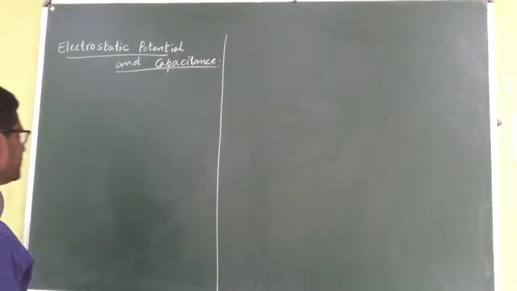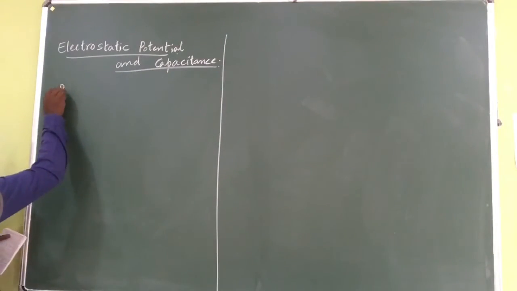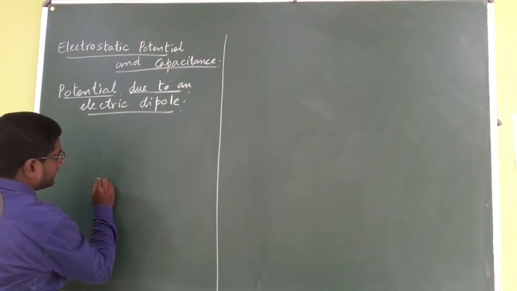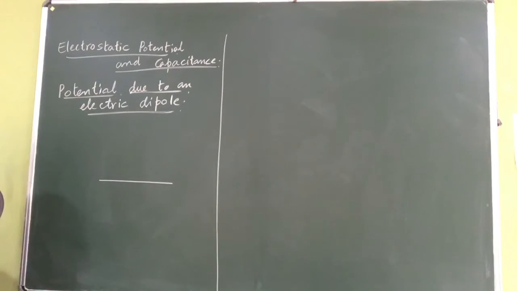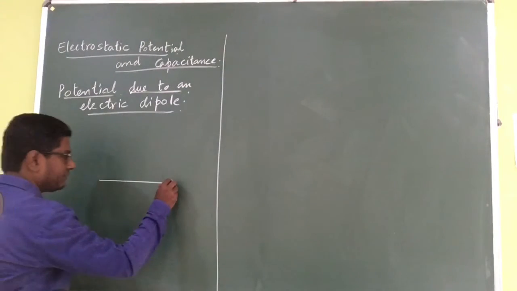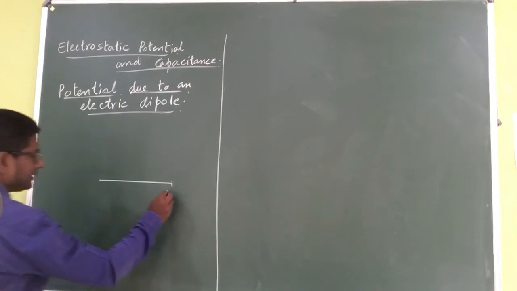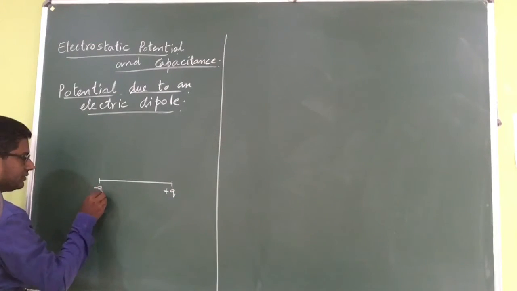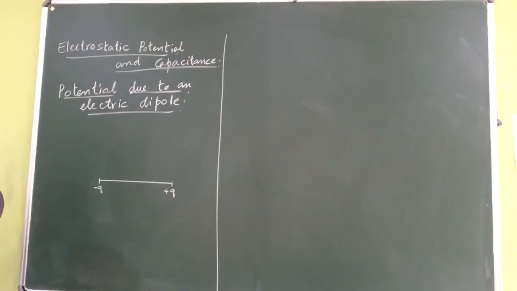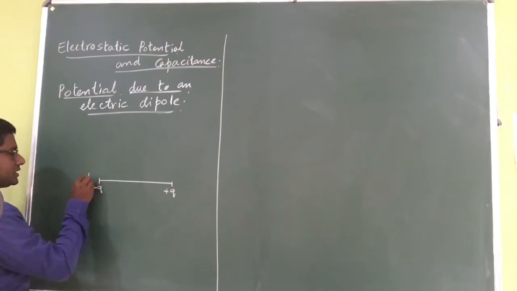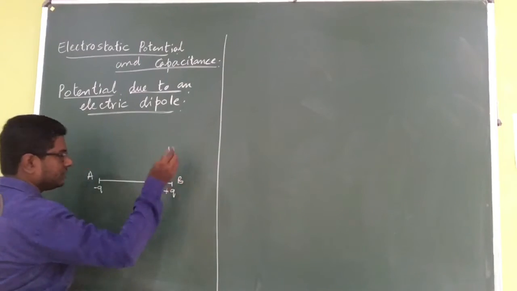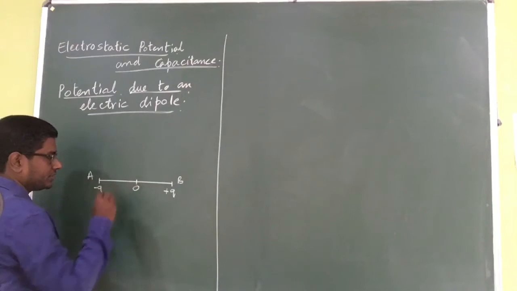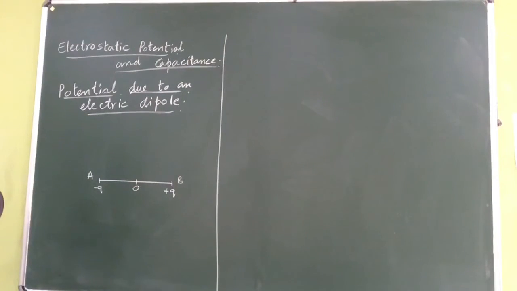So let's start with today's derivation, that is potential due to an electric dipole. Start with the diagram. We need a dipole, so we will have a positive charge and a negative charge. Just put the dipole: there will be a plus q, there will be a minus q. Just to identify the positions, let's call this point A and this point B, and at the center we will have the midpoint, that is the origin or the center of the dipole, which we can take as O.